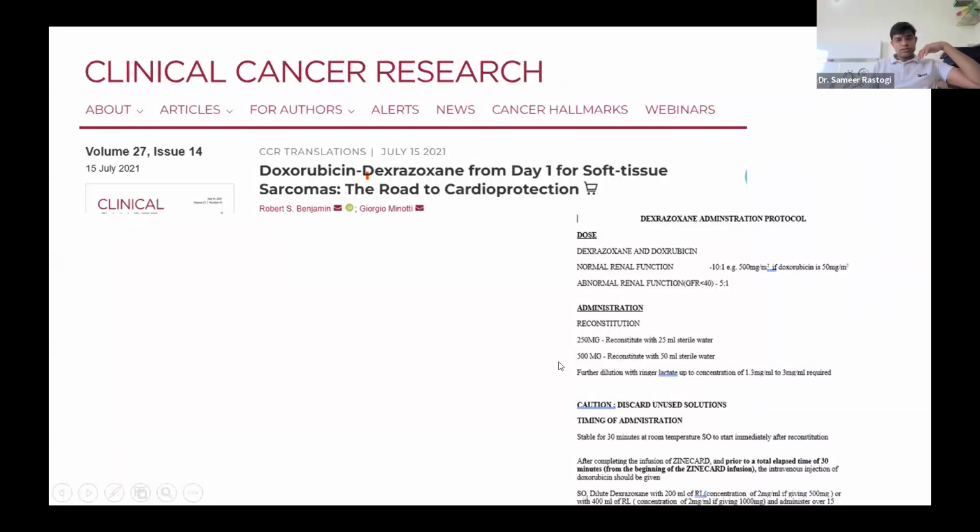I think a lot of people will know this. So 10:1, yeah. Sorry? Ratio of 10:1 with that, yes. Yeah, so we are giving it 10:1. And since the vials are available in 500 mg, we just round it off.